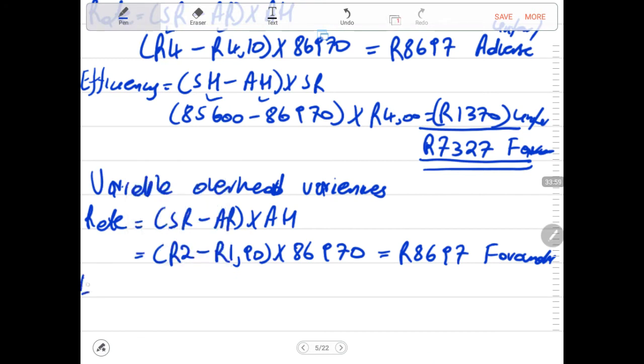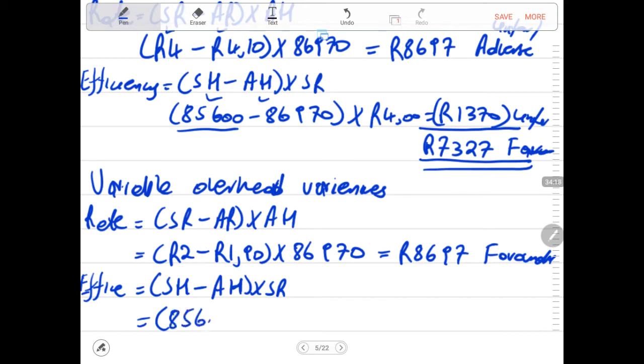Then we come to the variable overheads efficiency, and efficiency says standard hours minus actual hours times by standard rate. Standard hours is the same as we calculated before. It is the same as 85,600 minus 86,970 times by the standard rate of 2. Then this will give us our variance.